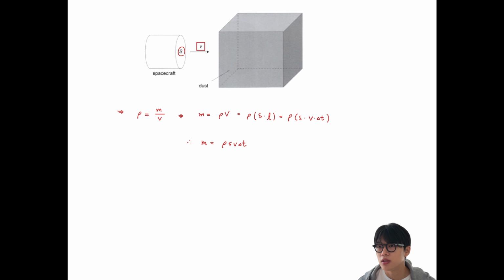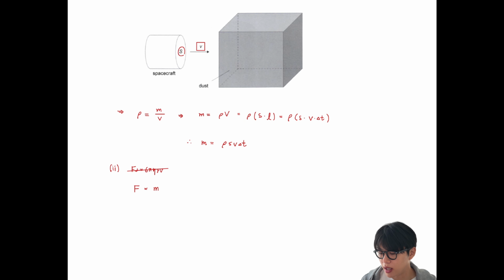Moving to question A2, they say deduce that the spacecraft will experience a drag force rho S V squared opposite to its velocity. So we want the drag force. If you think about the drag force, you will instantly think about Stokes' law, which is Fd equals 6 pi eta R V. However, we don't have anything about eta, which is the viscosity, so we cannot use this equation in this question. Instead we have to calculate the force directly.